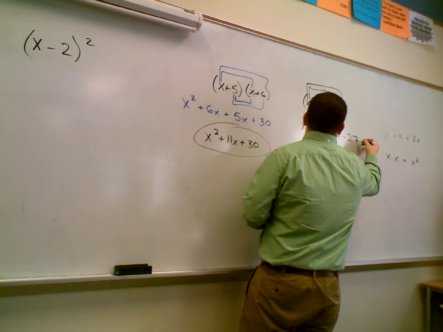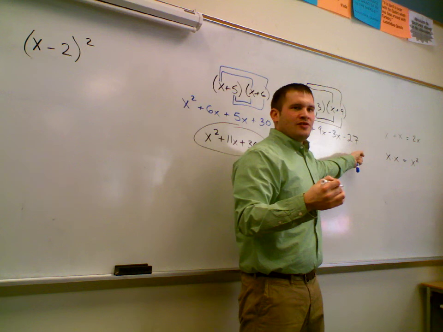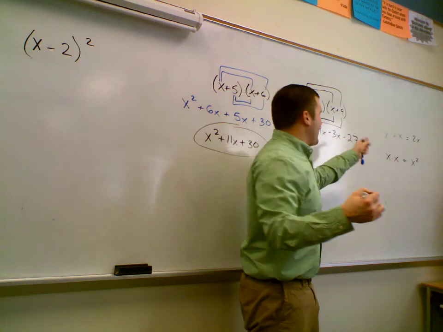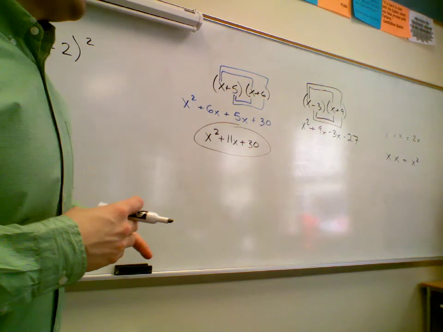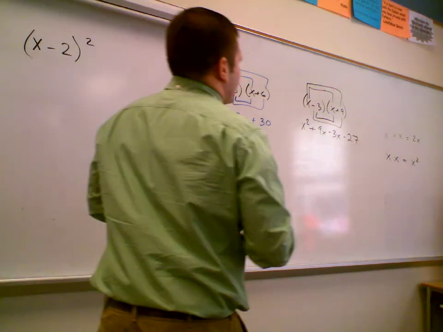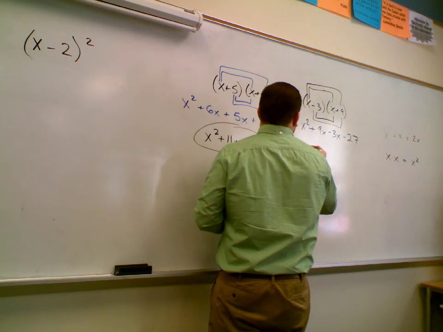Negative 27. I cannot tell you how many times I've seen a student write negative 3x and positive 27. Okay? Extremely frustrating. How do you remember the negative once and forget it the next time? Right? Make sure you include your negatives. If you need to use your calculator, use your calculator. 9 and negative 3 get combined. What do they make?